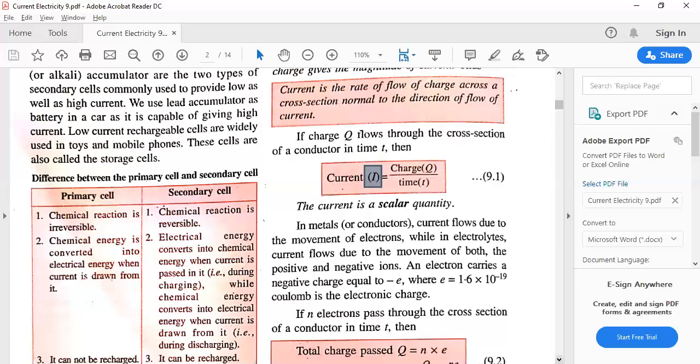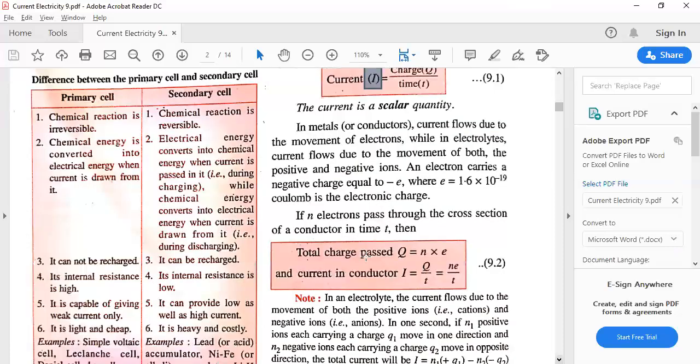Now, an electron carries a negative charge. The charge is 1.6 × 10^-19 coulomb. The SI unit of charge is coulomb. So if n electrons are passing in time t, what is the total charge flowing? One electron is 1.6 × 10^-19, so the total charge will be Q = n × e. And what will be the total current? The total current is Q upon t, so n × e upon time.